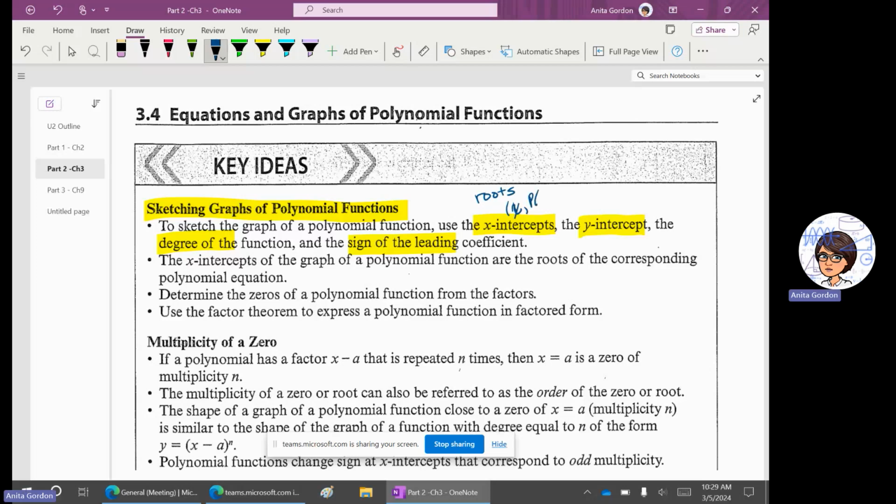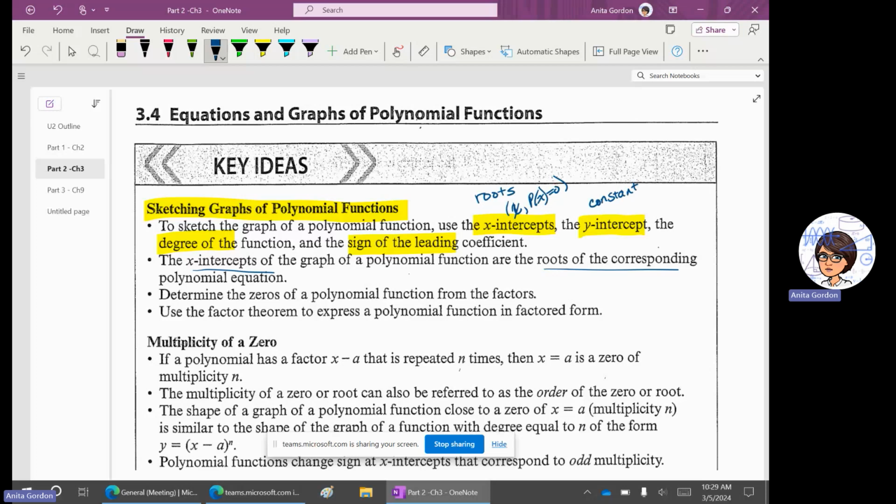So x such that p of x equals 0. And the y-intercept is the constant of the polynomial equation. When we have the x-intercepts of the graph, we call them the roots. The x-intercepts of the graph correspond to the roots of the polynomial equation. We knew that from yesterday's lesson.